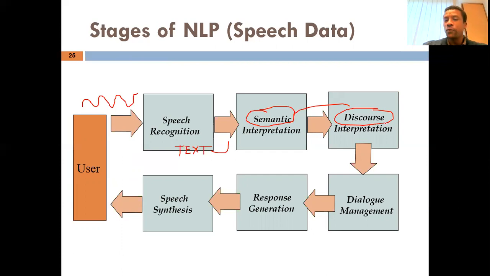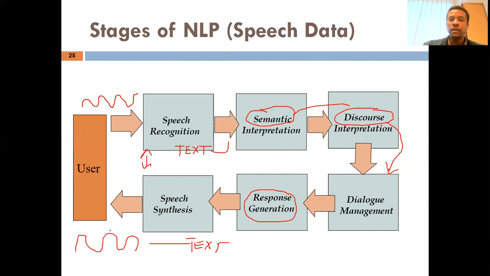Then after that, you have to go to the dialogue manager, because in a dialogue system you are conversing with a machine. The dialogue manager is going to produce a response, and this response is going to be given to the speech synthesis. The speech synthesis does the opposite of the speech recognizer, which means it receives the text, and the text is converted into a sound wave. So the computer produces a sound so that you can hear it through the computer speaker.